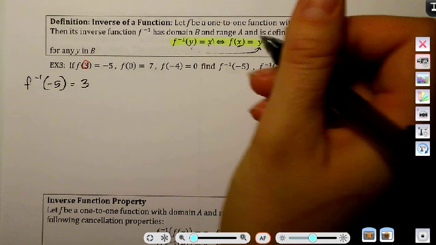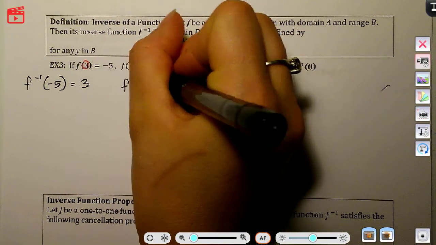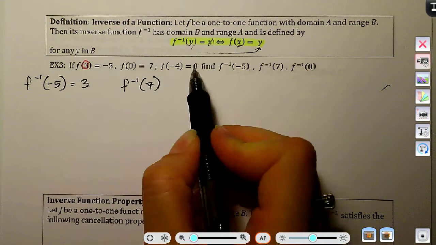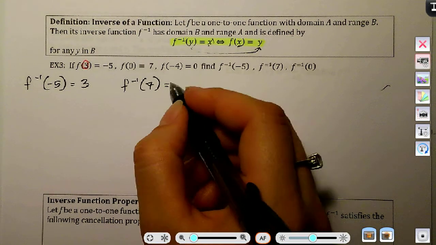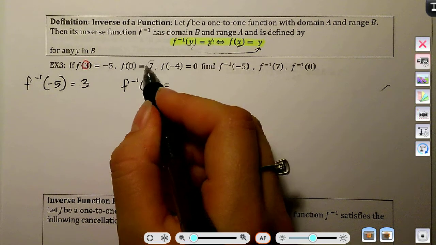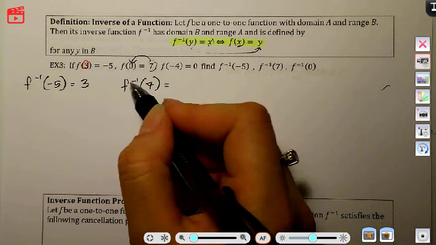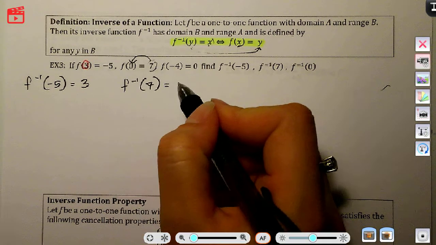Okay, let's try the next one. f inverse of 7. Well, I'm going to look for one of these functions that has the y value of 7, and that would be this one right here. So what's the x value of this one? 0, which means f inverse of 7 is going to be 0.